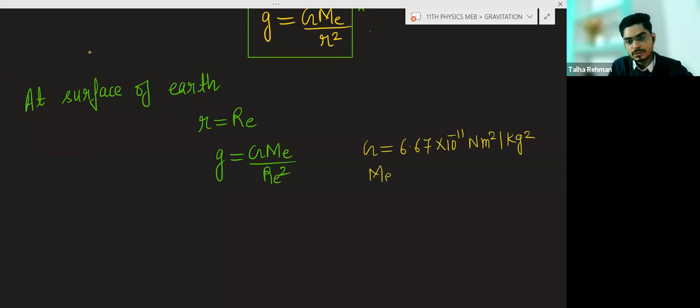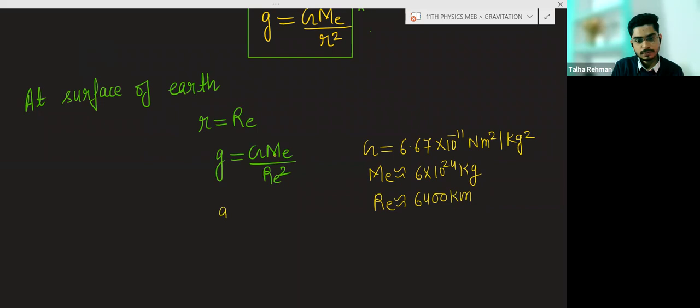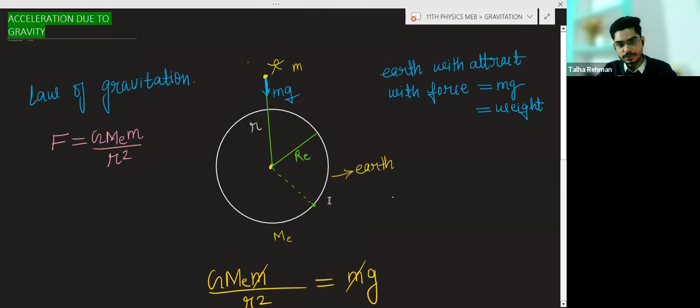The mass of the earth is approximately 6 into 10 to the power 24 kg, because the exact mass of the earth we cannot get, and the radius of the earth is approximately 6400 kilometer. When you put all the values in this equation, you will get g approximately equal to 9.8 meter per second square. So this 9.8 is the value on the surface of the earth.